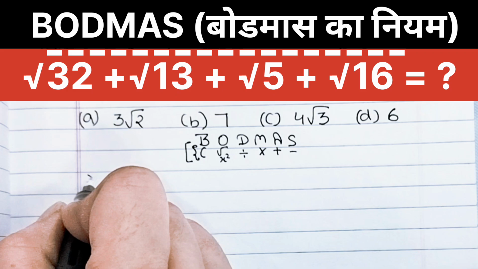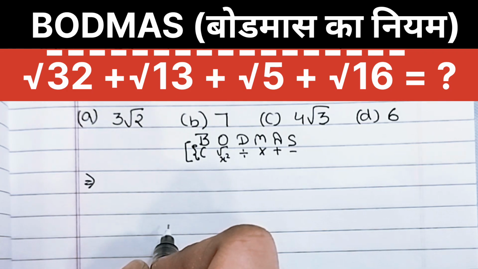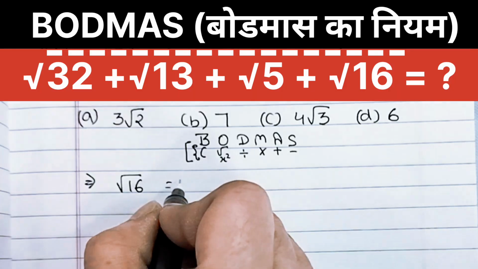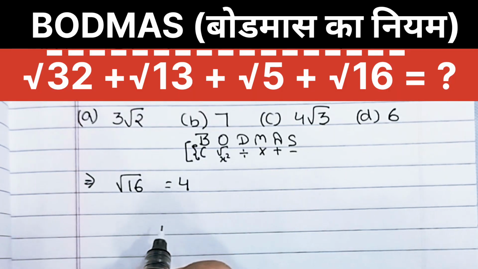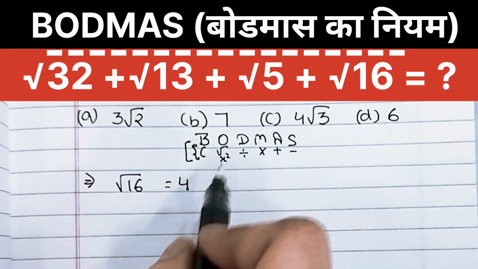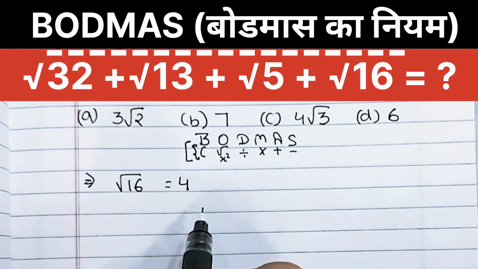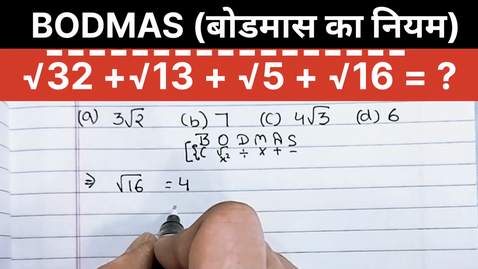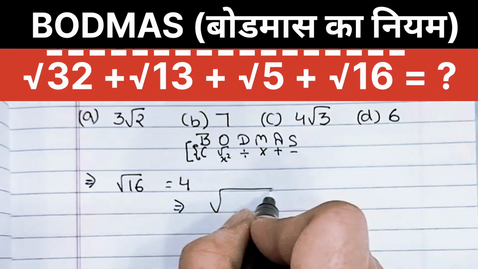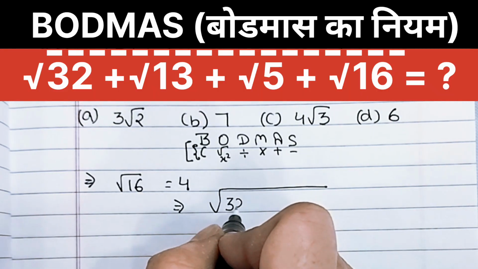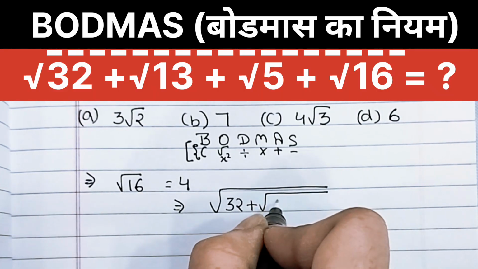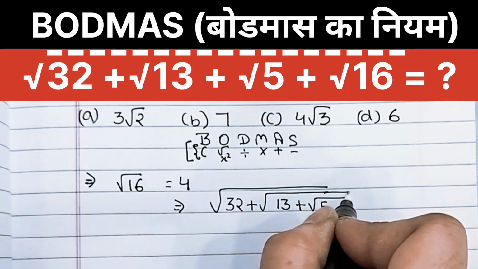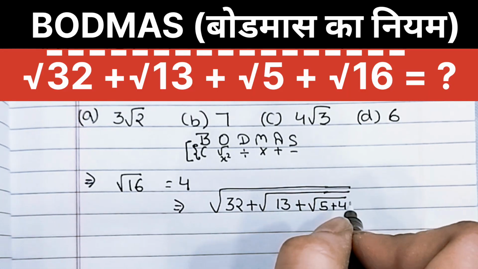Now step 1: simplify the innermost radical. First we calculate root 16, and root 16 is 4. In the BODMAS rule we start with the innermost grouping, the deepest square root, to reduce the expression's complexity. Now the expression becomes root of 32 plus root of 13 plus root of 5 plus 4.